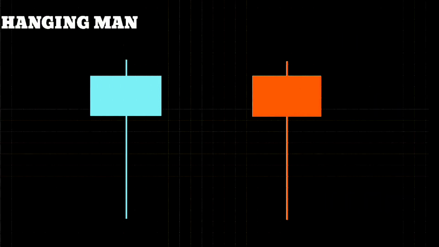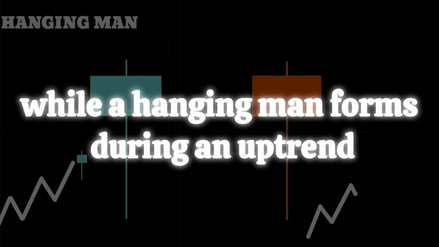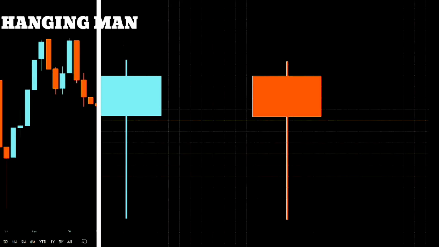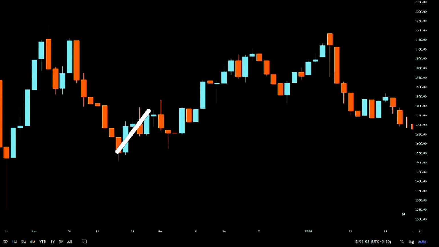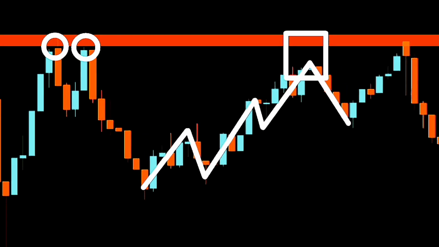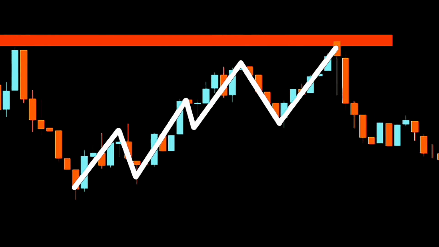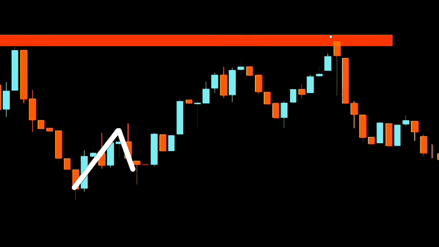It looks very similar to the hammer, but the difference is that a hammer forms during a downtrend, while a hanging man forms during an uptrend. Here you can see the market is in an uptrend. The price gets rejected multiple times at this level and moves downward, making it a key resistance level. Later, the price returns to this level and forms a hanging man pattern.